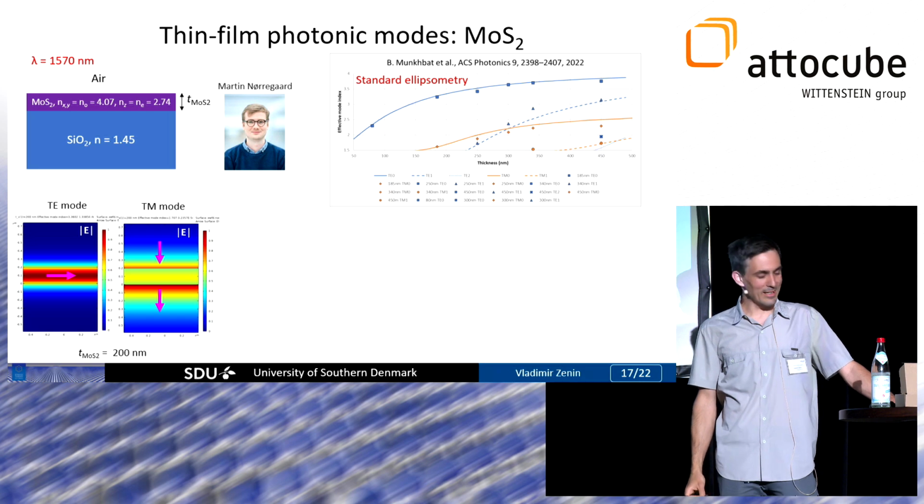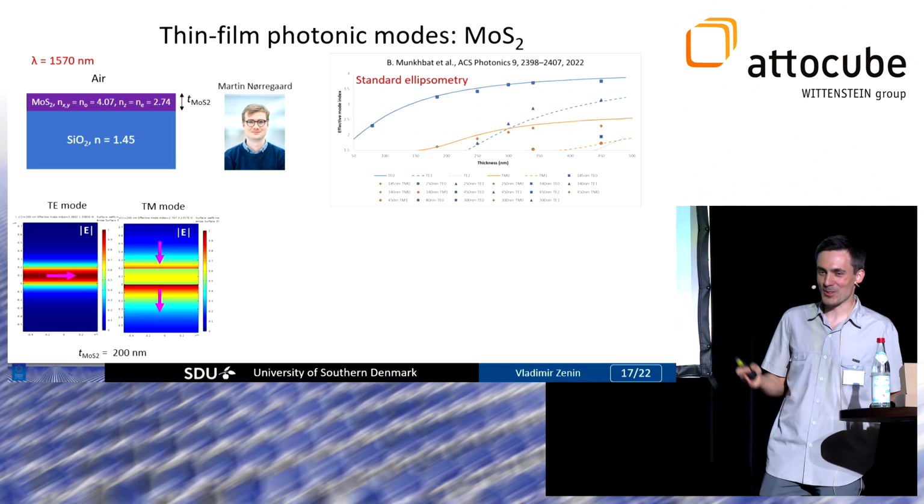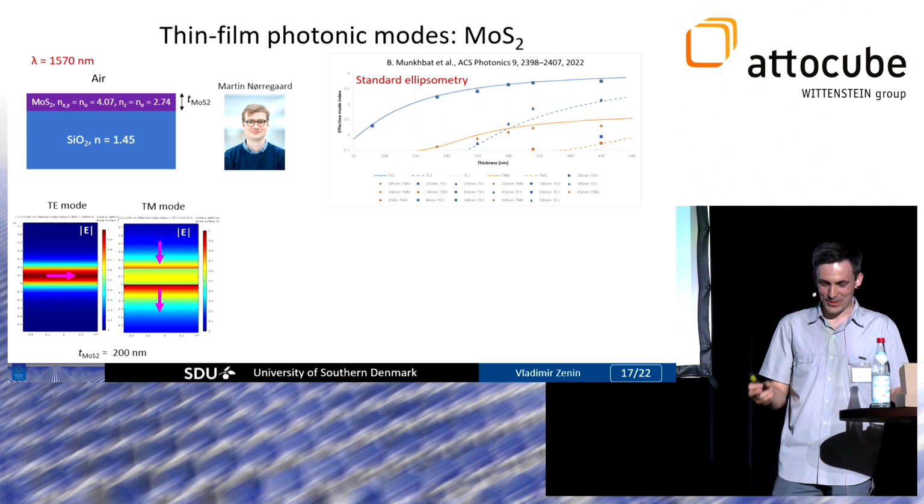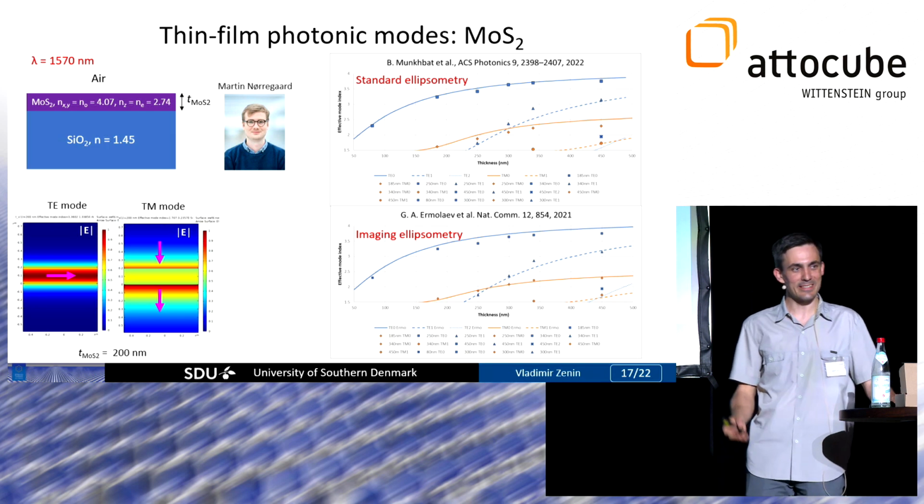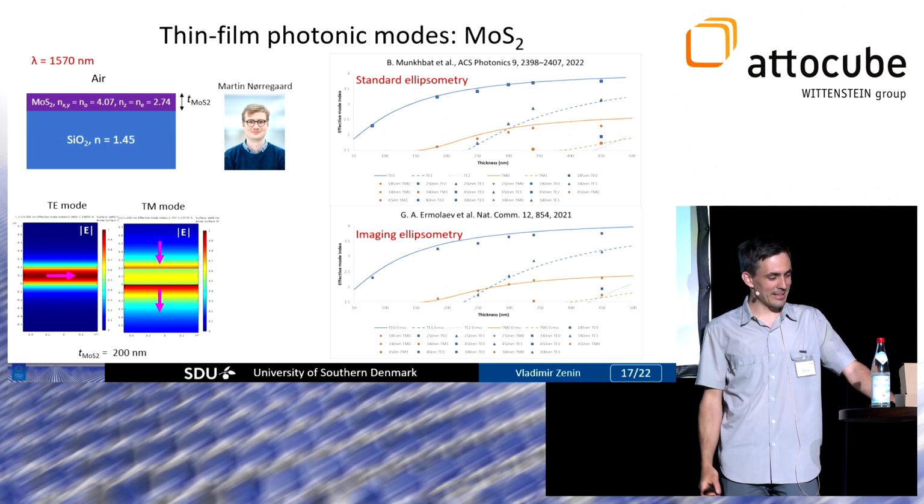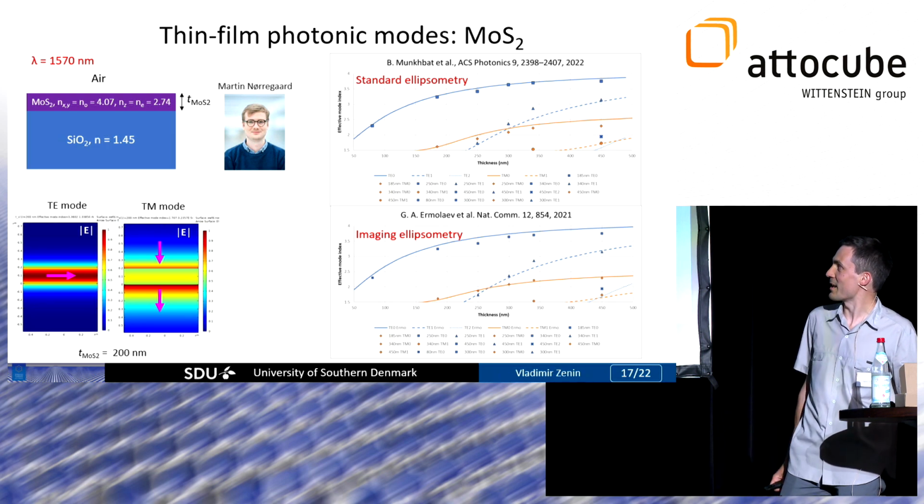And Valentin might say, of course, for the flakes you need to use imaging ellipsometry because the size is very small. Well, we also compared with imaging ellipsometry. There is still some mismatch there. And this is raw data. We still need to put the error bars here.